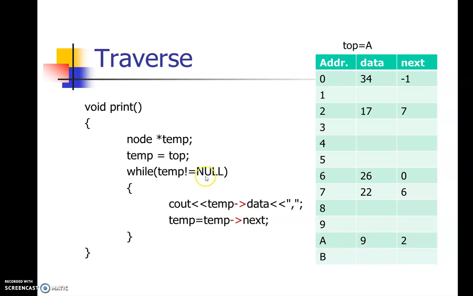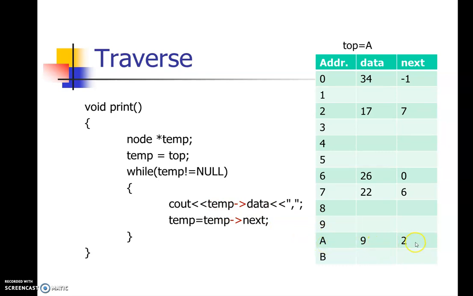So take a look at this one. When we make temp equal to top, temp is located at the A address as well. As long as temp is not null, and since temp is at the address of A in this example, it is not null. So what we will do is this: we print out the value that we want to print out. And this is something new for you to learn. Temp is at address A.